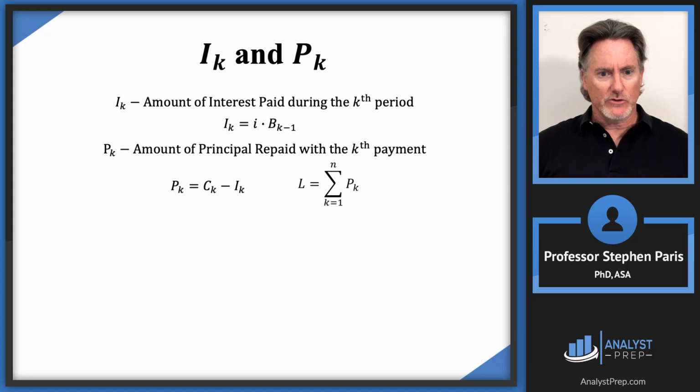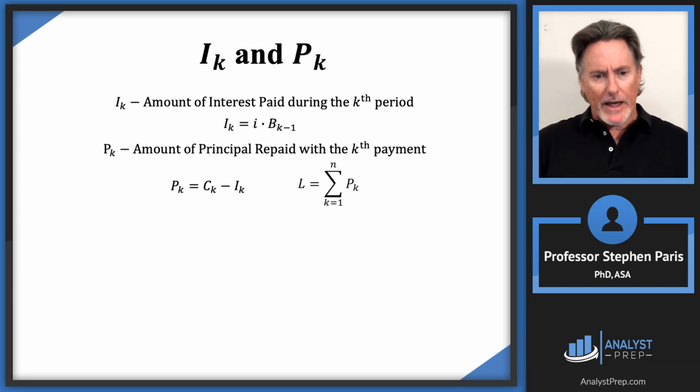The amount of interest that's paid during the K period we denote by cap I sub K, and we get that by looking at the balance at the time period before, at time K minus 1, and multiply that by whatever the periodic effective interest rate is. So that goes back to the Module 1 stuff. That's how we calculate the amount of interest. And then we can calculate the amount of principal in a payment by subtracting the amount of interest that we're paying in that payment from whatever the amount of the payment is.